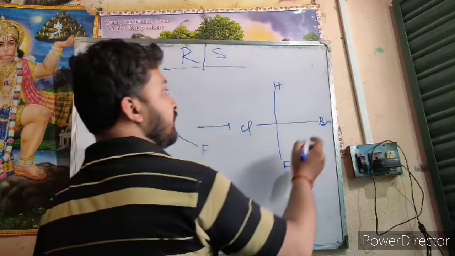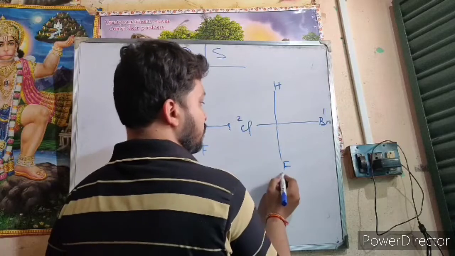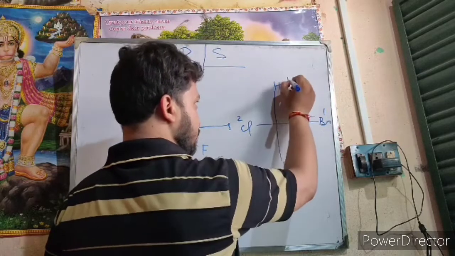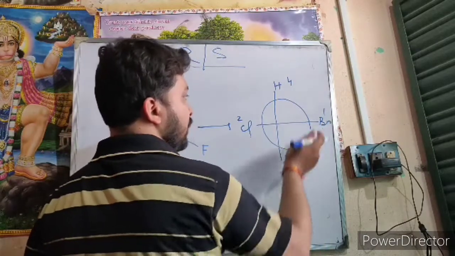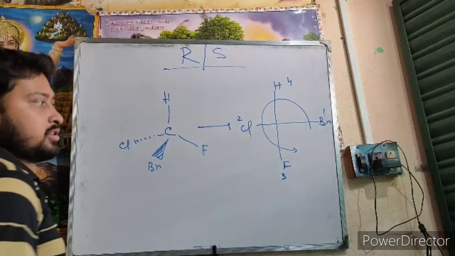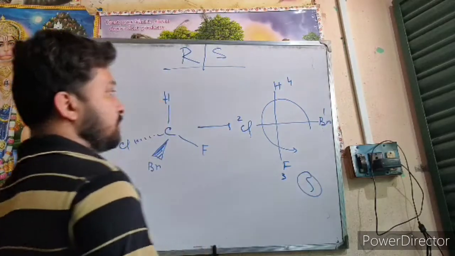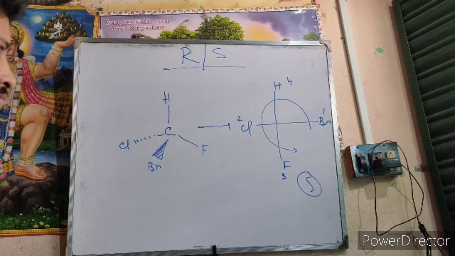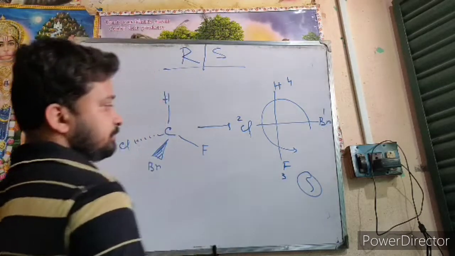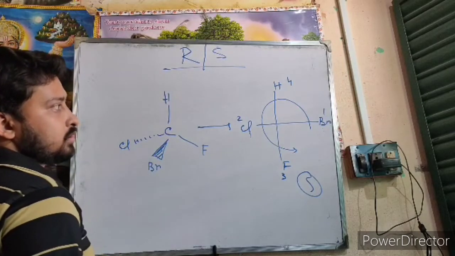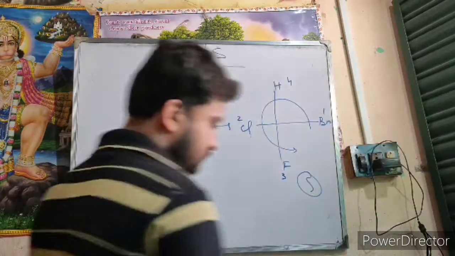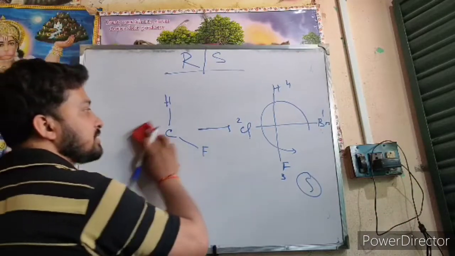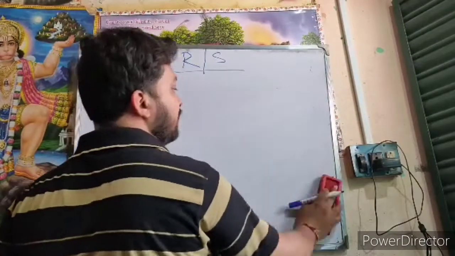According to their priority, this is 1, this is 2, this is 3, and this is 4. So 1, 2, 3. You rotate on this side, so this nomenclature is S. You can convert it like this. So those are the simple tricks to know about RS.